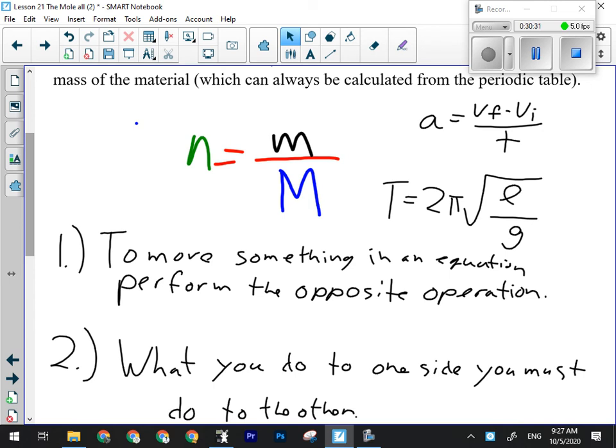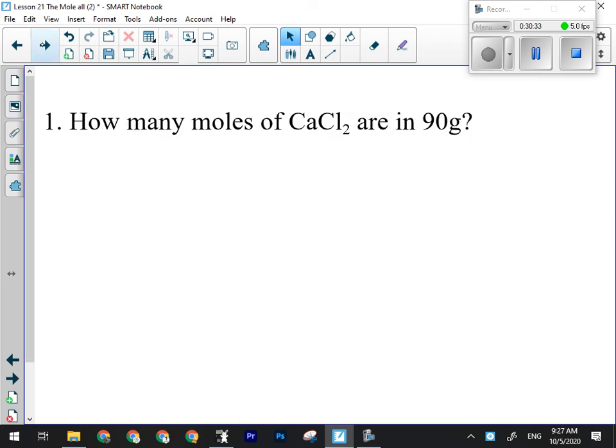Okay? All right, so write this one down, because this is going to be our first example of a mole equation problem. How many moles of calcium chloride are in 90 grams?